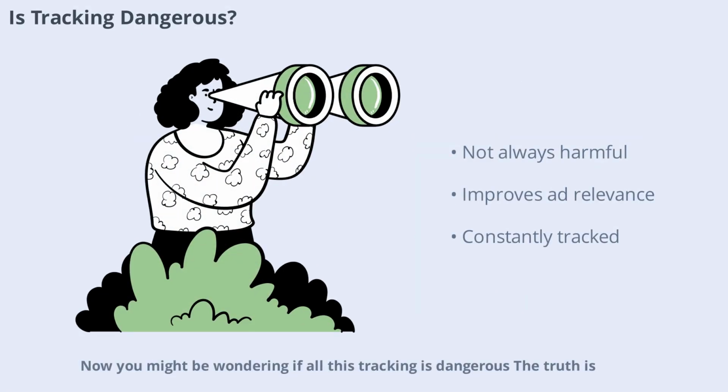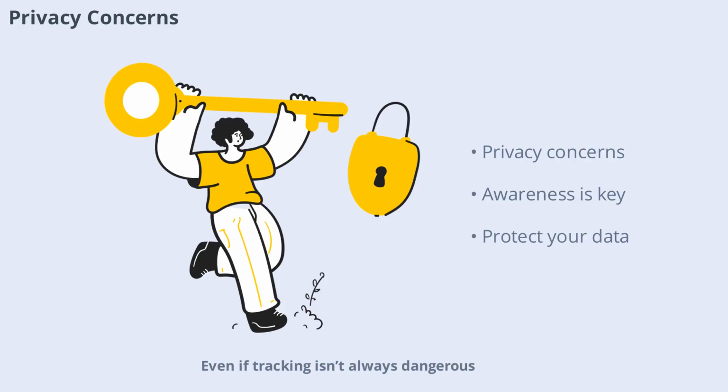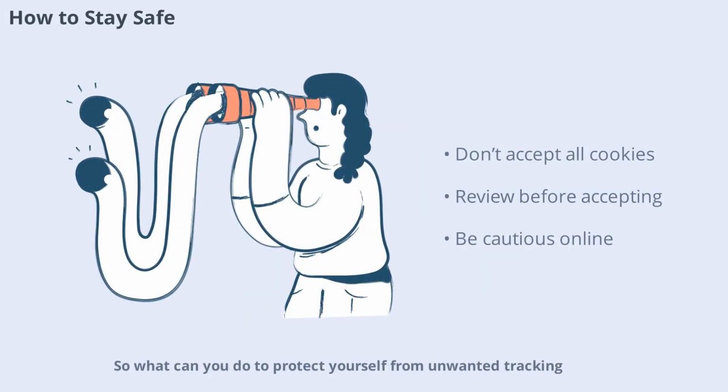Now, you might be wondering if all this tracking is dangerous. The truth is, it's not always harmful. Most of the time, it's used to show you more relevant ads or improve your browsing experience. However, it does mean that your online activity is constantly being watched and recorded. Even if tracking isn't always dangerous, it does raise important privacy concerns. Some people are uncomfortable with the idea of their every move online being monitored. It's important to be aware of how your data is used and take steps to protect your privacy if you choose.